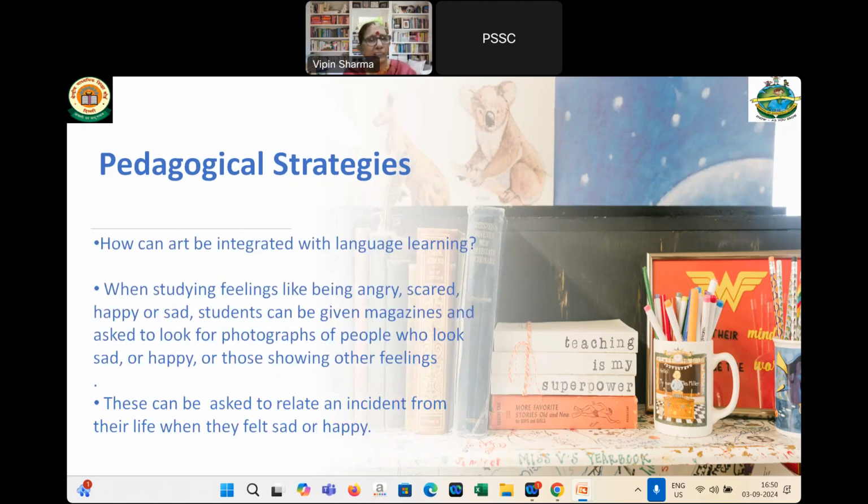Language learning again. When studying feelings like being angry, scared, happy, sad, they can be given magazines. Tell them to cut from the magazine and stick the photo, or you can tell them to draw. Okay. Now, tell them to draw a happy emoji, sad emoji, a variety of emojis. These can be asked to relate, or give them, as I said, a magazine. Tell them to look for the pics. They will do it. Give them homework. They will do that. Okay. The celebrations, they enjoy. Yes.